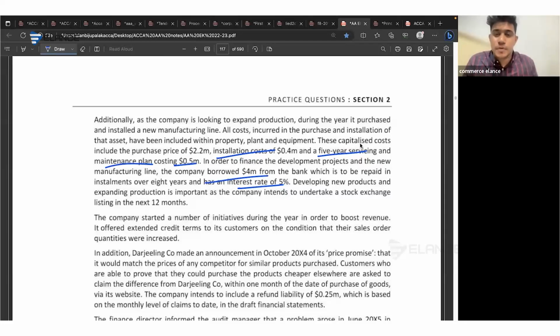And what will be the response? Obtain the split of current and non-current liabilities. Yeah, instead of obtain, you can use the term review. Okay. So review the split of current and non-current liability and the disclosures for the loan in order to confirm whether these are in accordance with accounting standards.